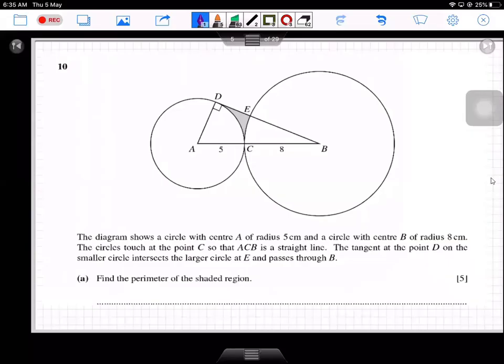Bismillah ar-Rahman ar-Rahim. Here we have February/March 2022, P1, Pure Maths 1, A-Level Maths 9709, question number 10. The topic is circular measure.